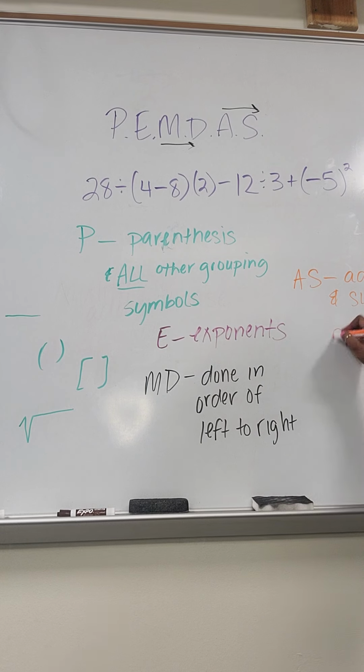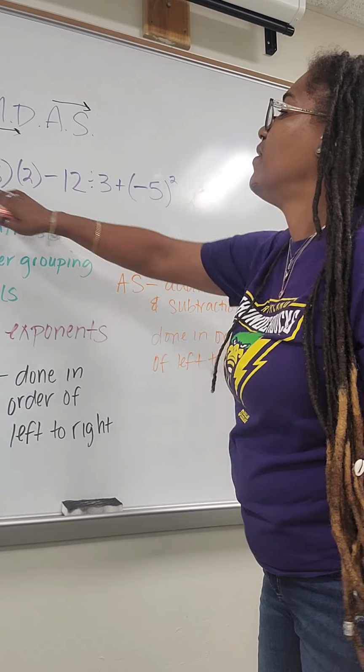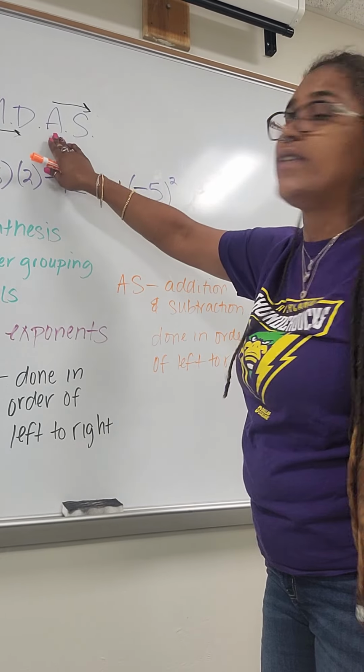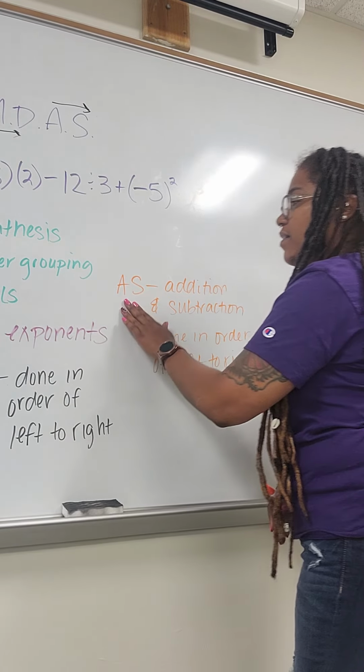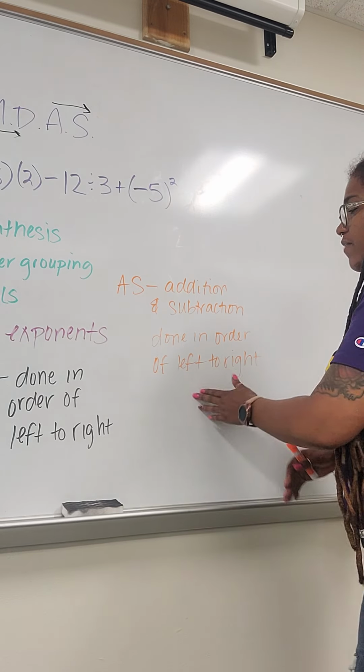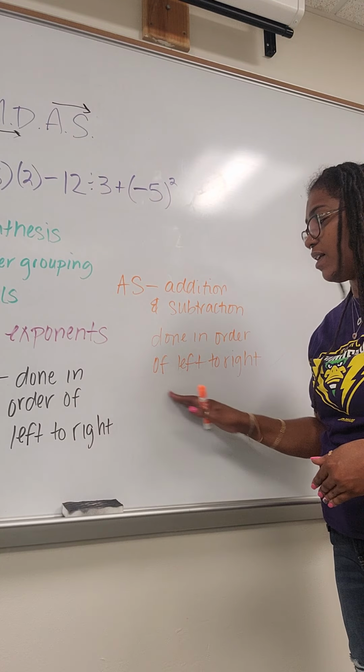And that also is done in order of left to right. Right? So again, we will not just skip this subtraction or this subtraction because we have addition first. Both multiplication and division, and addition and subtraction, are done in order left to right. That means the first one you see is the first one that's evaluated when it comes time to do that.